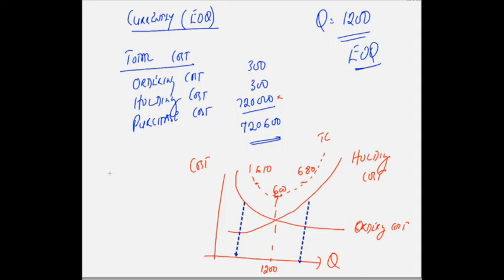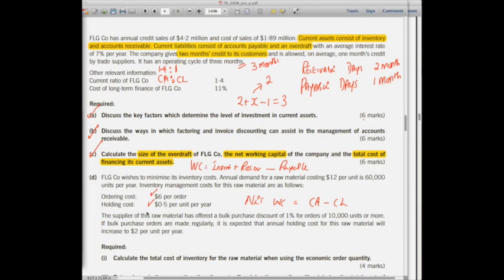Can you go through that question, please? If there is no discount given by the supplier, your suggestion would have been what? Go with EOQ. And that's the first question. Look at the first question: calculate the total cost of inventory for the raw material when using economic order quantity. Have you got the answer? How much? 720,600. This is the total cost of inventory if you go with the EOQ model.